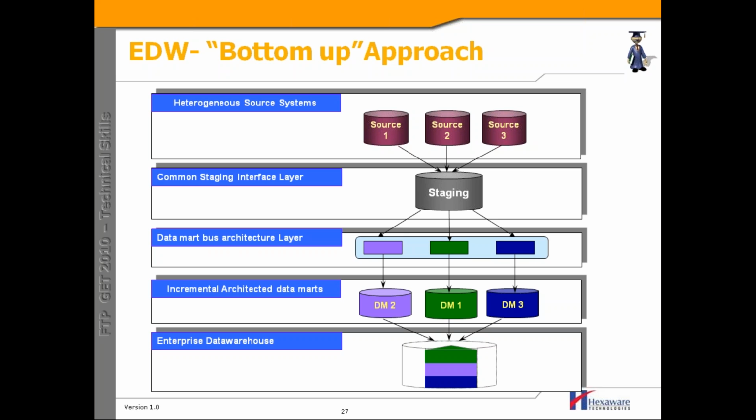In this data mart bus architecture, what you do is you start creating incremental data marts. First you create one data mart, then you add another data mart. So you will ensure that you are able to integrate these data marts at the end.